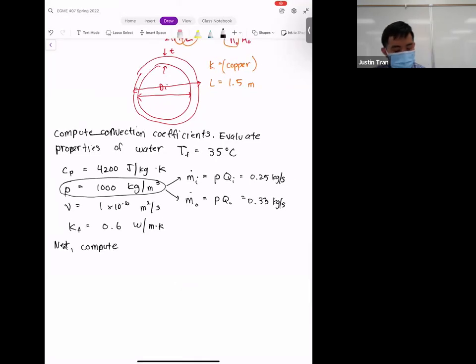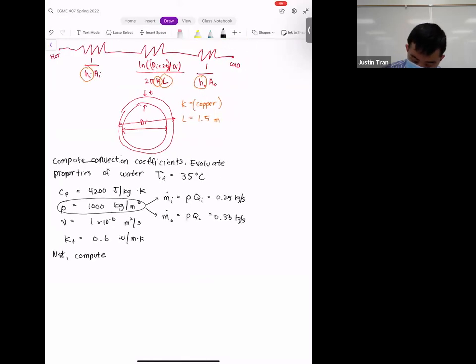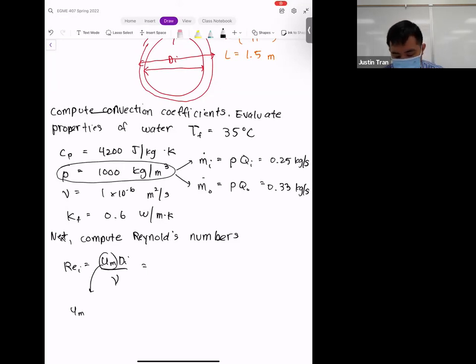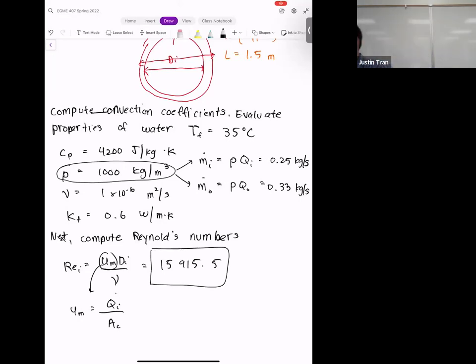Right, and so after we compute the fluid properties, the next step, of course, is to compute the Reynolds numbers. Let's do it for the inner fluid first, so this is for the hot water. We have UM times DI, all divided by nu, where UM for the inner fluid is the volumetric flow rate divided by the cross-sectional area. We compute that, and we get a Reynolds number of 15,915.5. Of course, since this is greater than 2,300, we know that this is turbulent.